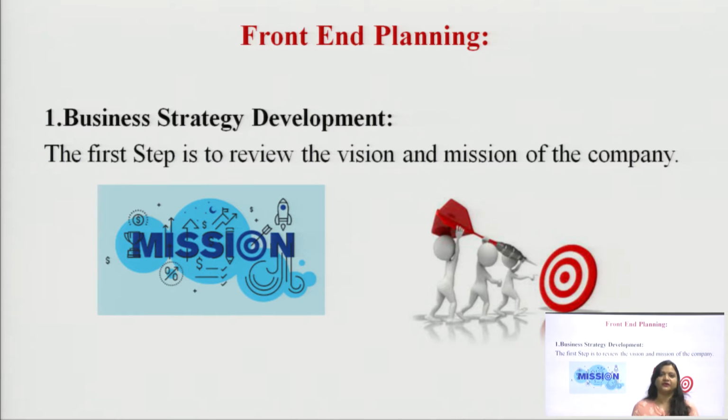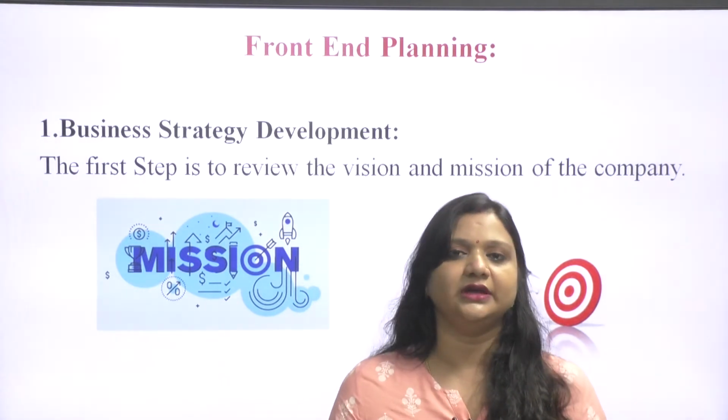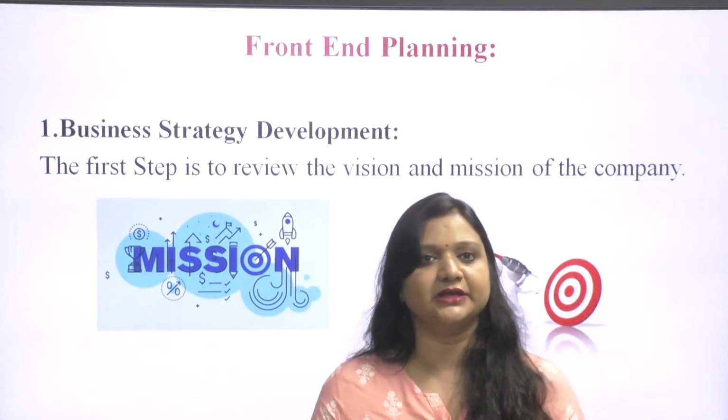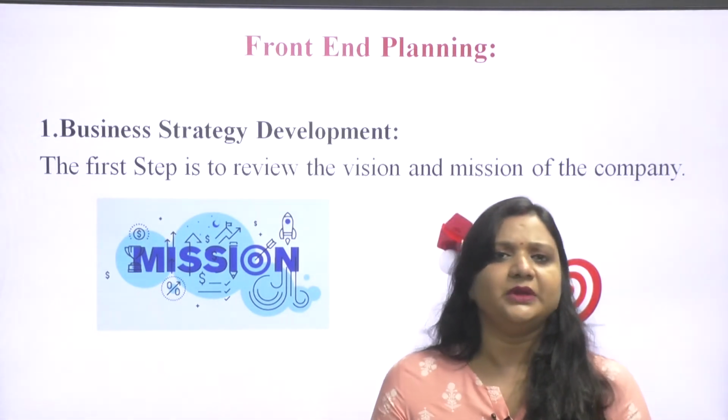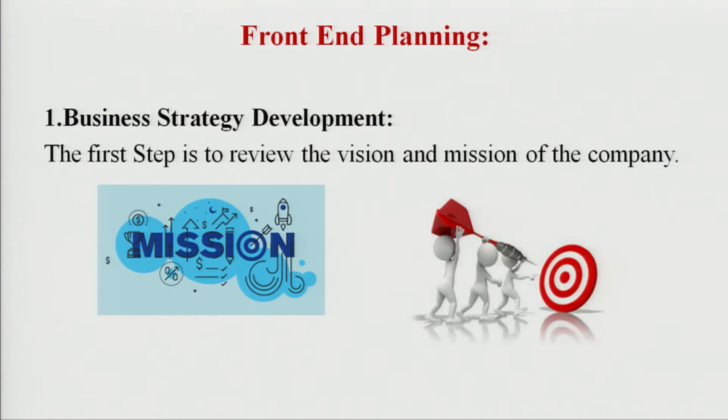The first aspect, front end planning, means the planning of the development of the new service is done earlier. So obviously the first step under front end planning is business strategy development. What is the meaning of business strategy development? If a service provider wants to offer a service to the customer, then firstly he or she has to decide the mission and vision of the company, meaning what mission and what vision they want to achieve by offering a service for the survival or existence of the particular firm. So the first step to be decided by the service provider is to determine the mission and vision aspect of the company.